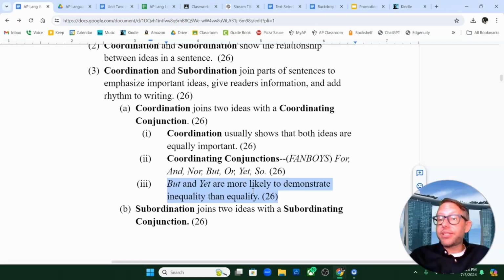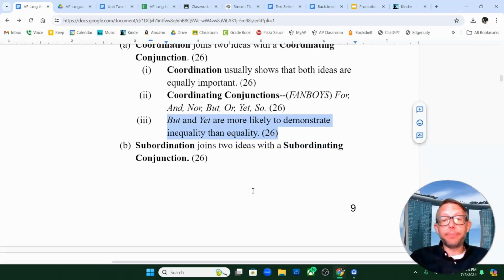they do have a tendency to sort of subvert that concept of coordination. So I just went to all this length to explain to you guys, hey, when you've got coordination, two ideas are equal. Well, that's not necessarily true if you're going to specifically use those coordinating conjunctions but or yet. That has a tendency to subvert that. So just something to keep in mind if you're starting to employ this in a more meaningful way, okay?